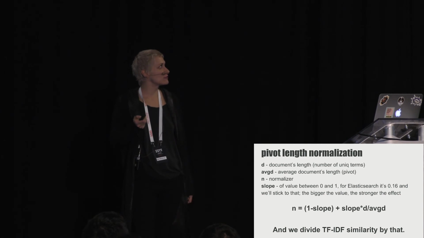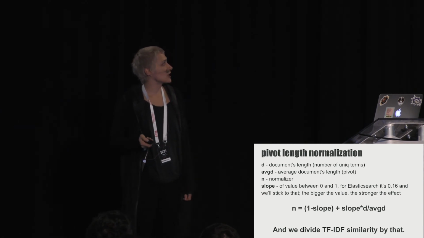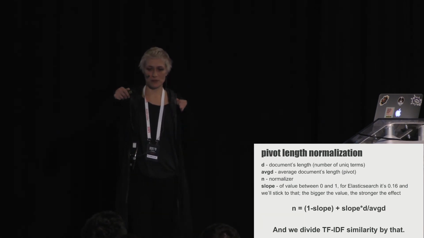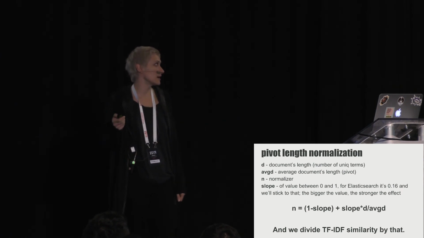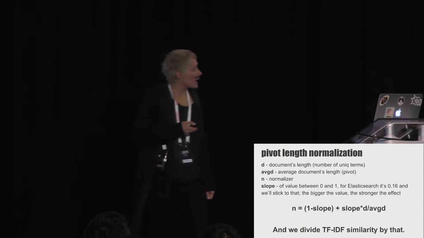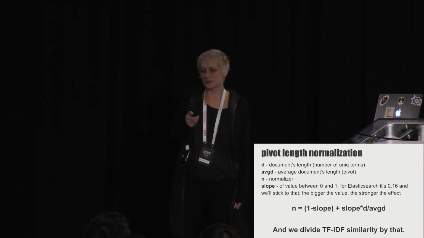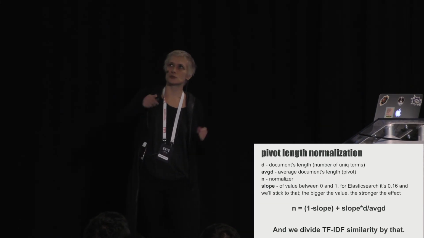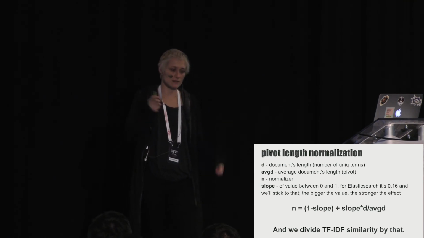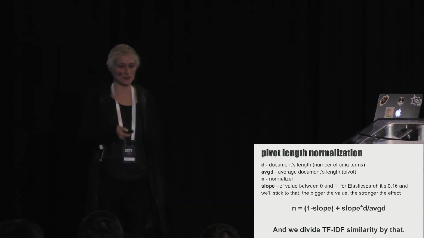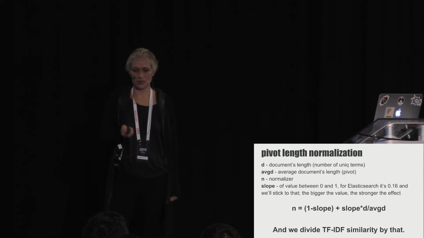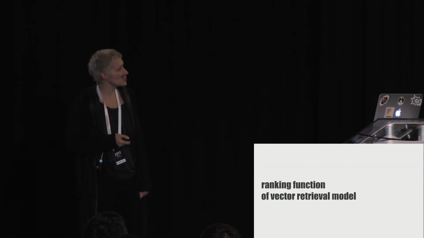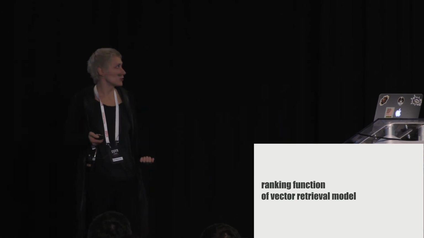We've got something which is called pivot length normalization factor. And it takes into account average document length, which is our pivot, that is the value above which length of documents should be a bit penalized, and below which documents should be boosted up. And we have a slope. Slope can be adjusted, it depends on the collection. Elasticsearch uses Lucene underneath, never mind that. In Elasticsearch it's 0.16, and we will stick to that number. And it's a normalizer, so we divide our TF-IDF similarity by this factor, and we should get the final score.